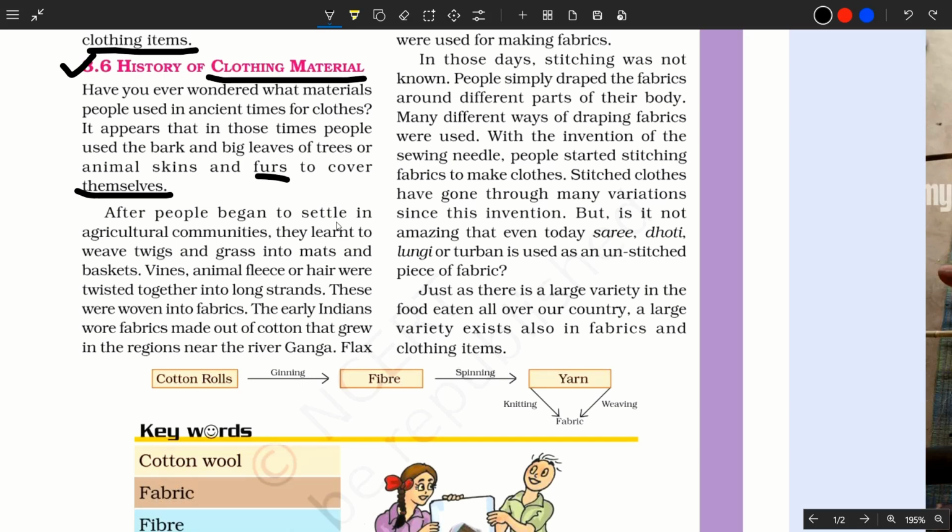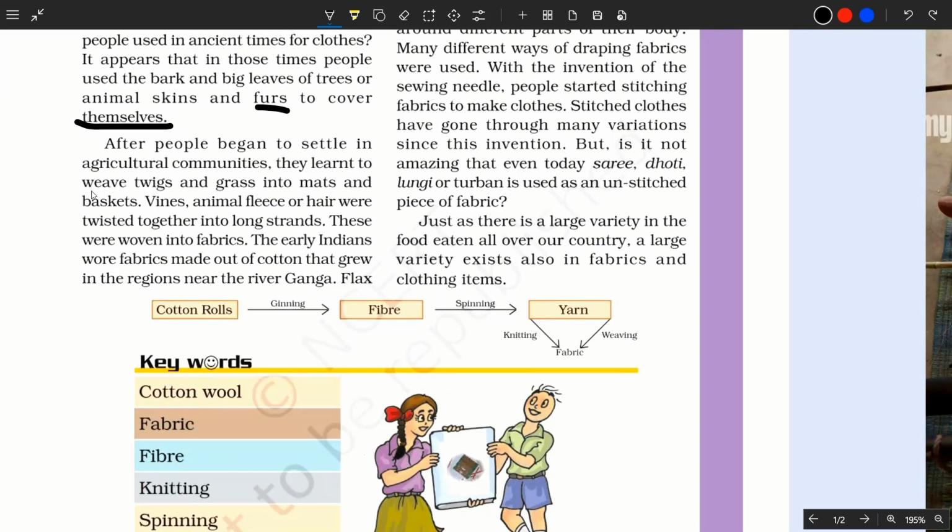After people began to settle in agricultural communities, they learned to weave twigs and grasses into mats and baskets. After some years they were living in agriculture. They used to eat fruits and all. They learned how things are made from grass, like mats. They used to make mats from grasses, and they used to make baskets.